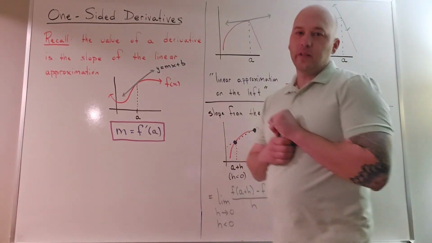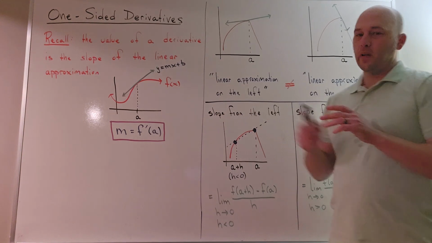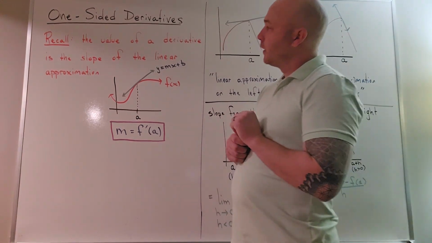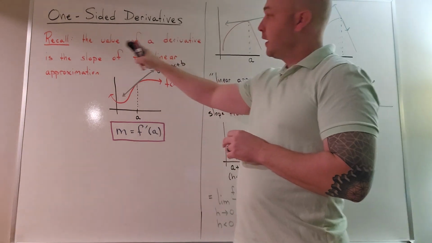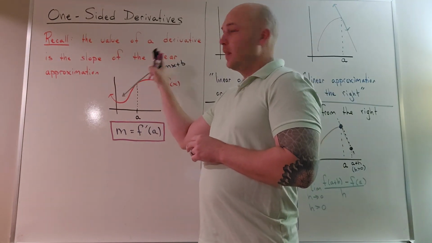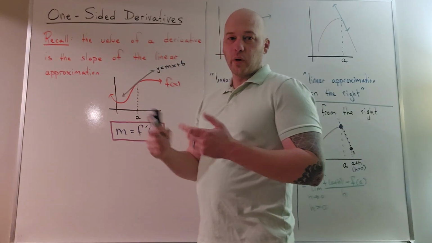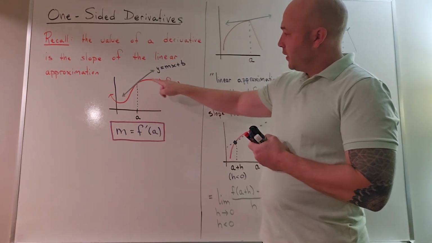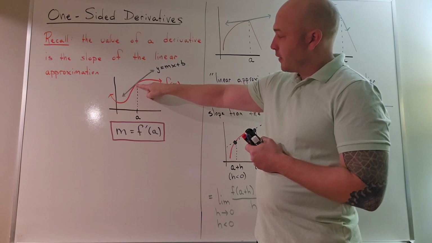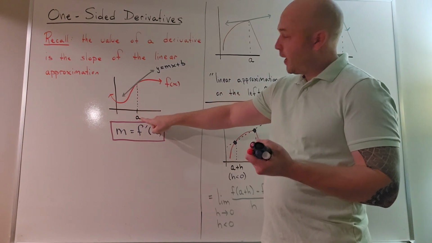Hi, I'm Professor Goins, and in this video I'm going to take a look at the concept of a one-sided derivative. First and foremost, recall that the value of a derivative is the slope of the linear approximation to a graph. For example, let's say I've got this red curve here and I was to pick this point on the graph corresponding to x equal to a.